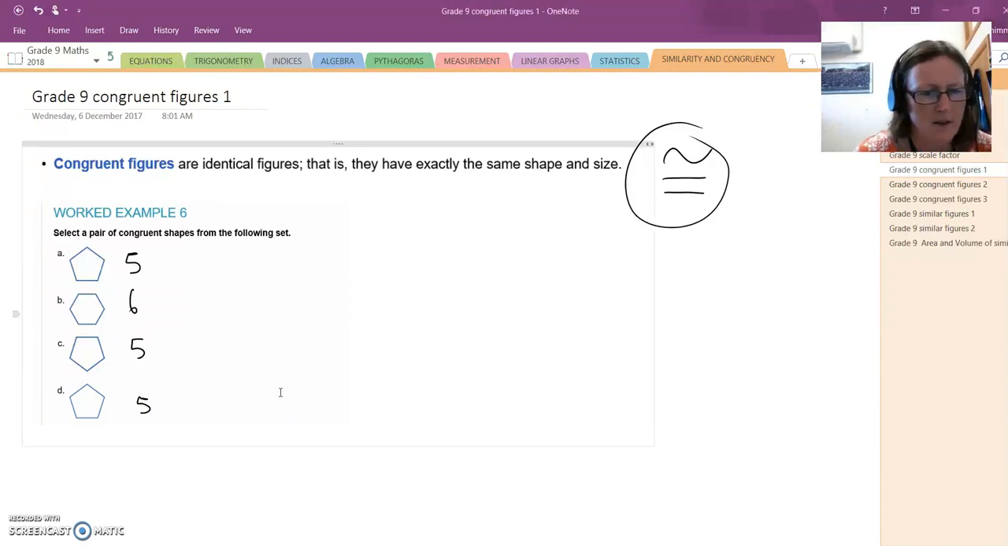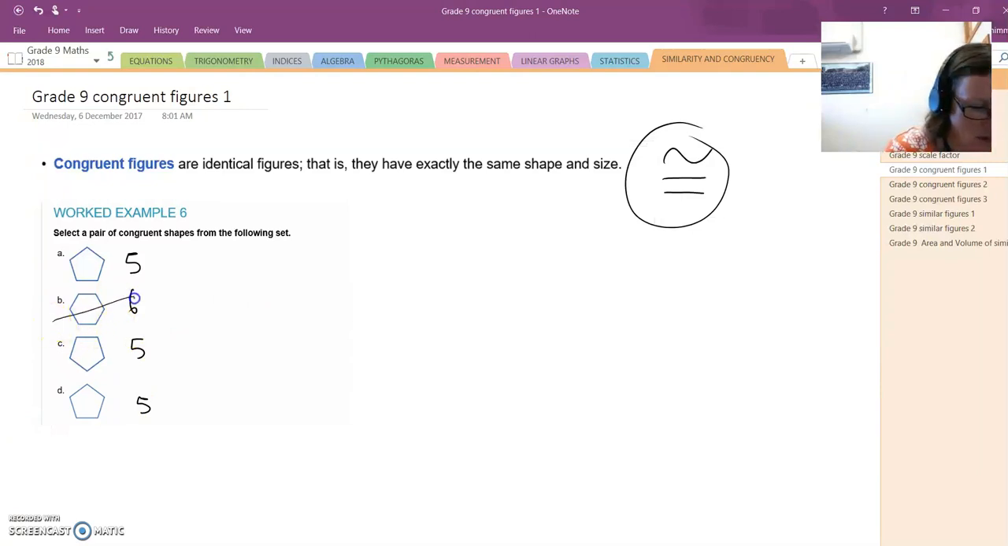Okay, then let's look at A, C, and D. They all look exactly the same to me. C's just turned upside down. This is different to your example in the textbook. So please note it's different to worked example 6 in the textbook. But we can discount B straight away.